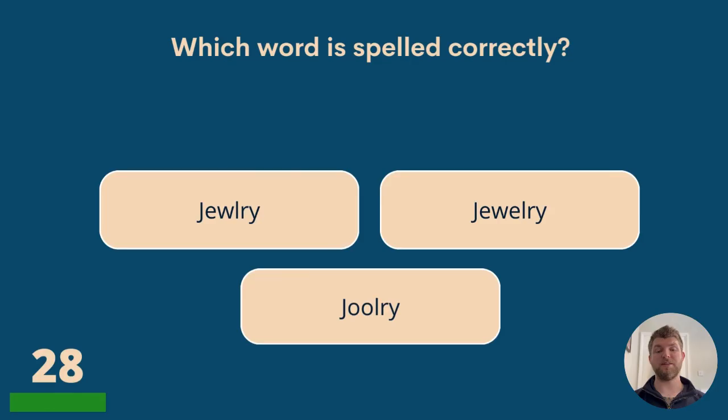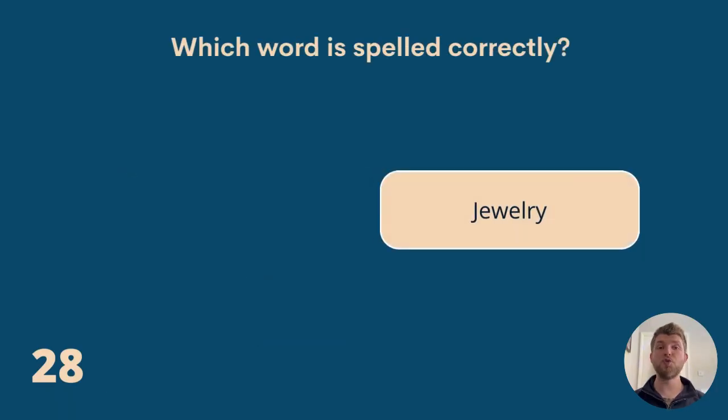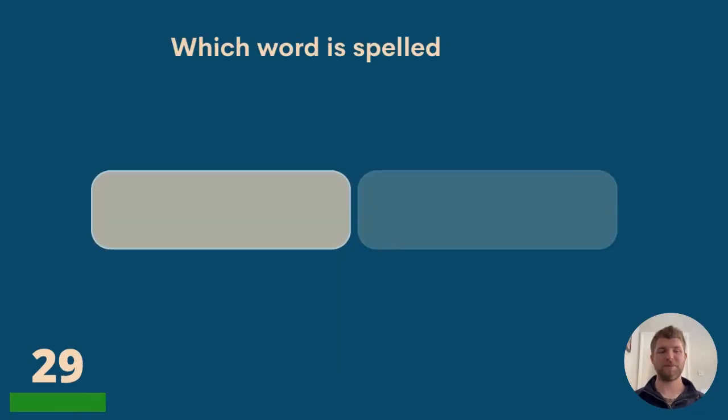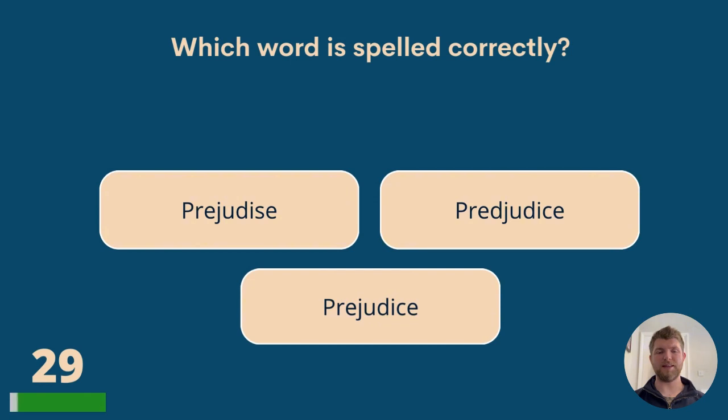Which word is spelled correctly of these? Jewellery. Is it JEWLRY? Is it JEWELRY? Or is it JOOLRY? As much as we'd all love it to be jewellery, it's JEWELRY.